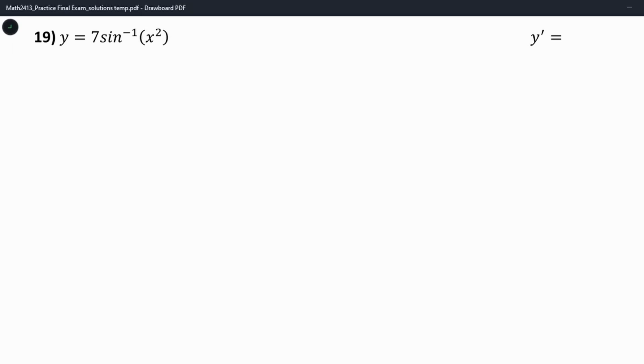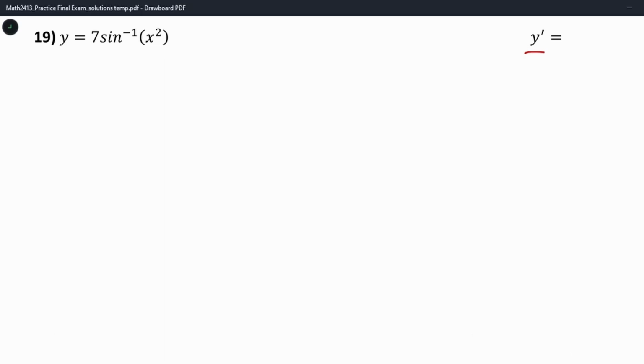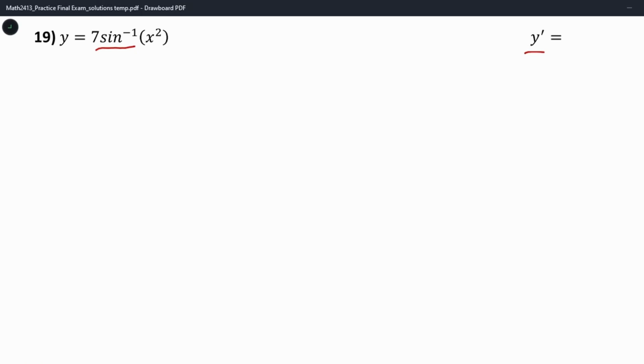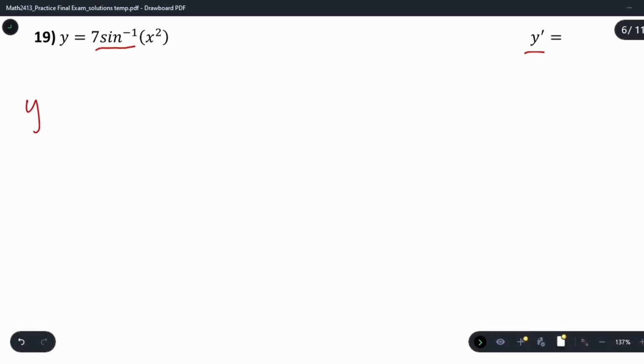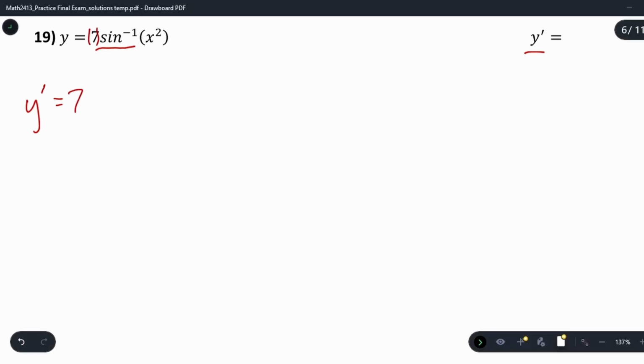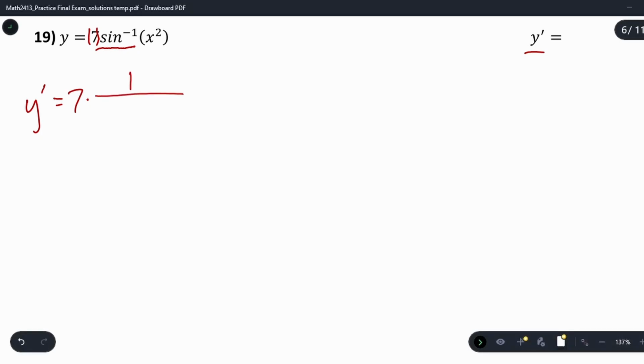Next, number 19. Here we need to find the derivative. We have the inverse sine of x squared with a coefficient of 7. We know that the derivative of inverse sine is 1 over the square root of 1 minus x squared. So this coefficient is just going to hang out front. We're going to have our derivative of 1 over square root of 1 minus x squared.